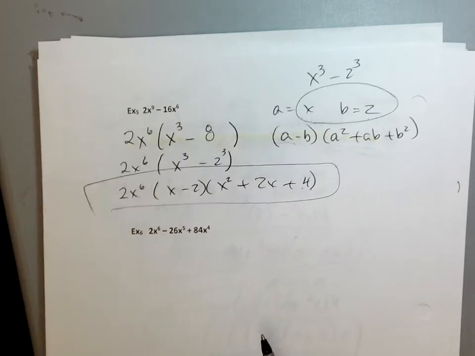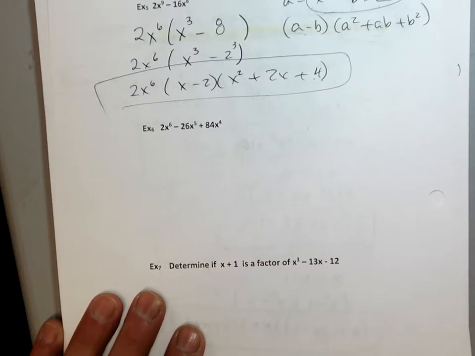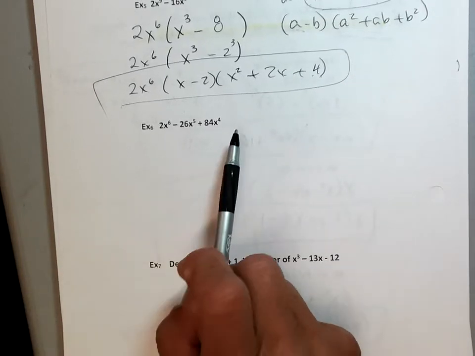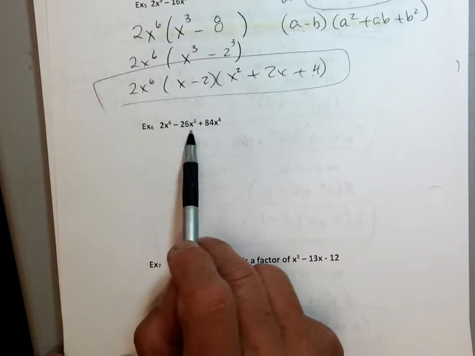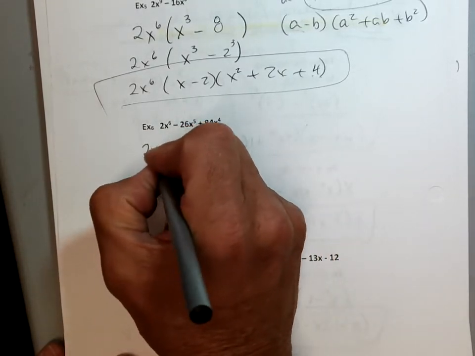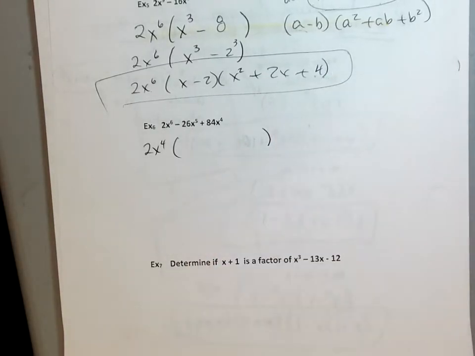Okay. All right. Got 2 more problems to go, guys. Here we go. Example 6. What do you see? 2x to the 4th, right? Okay. So if I take out 2x to the 4th, what's left inside?